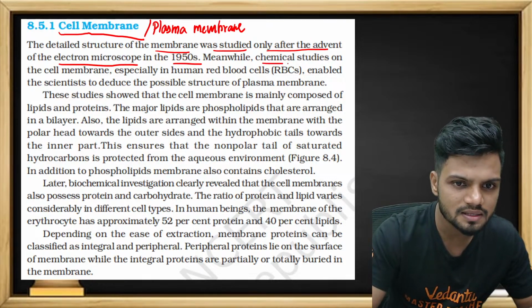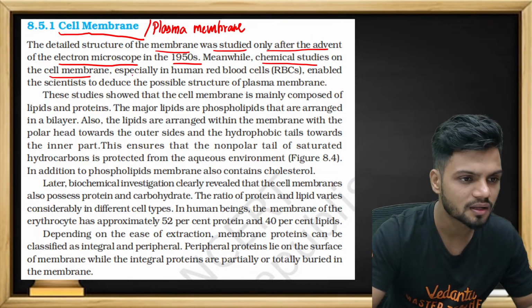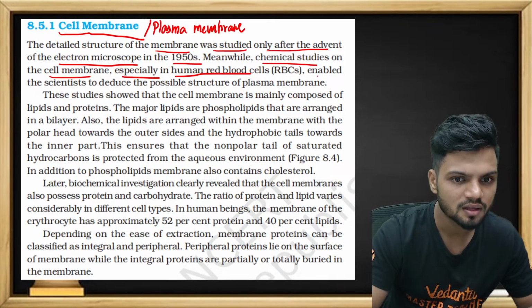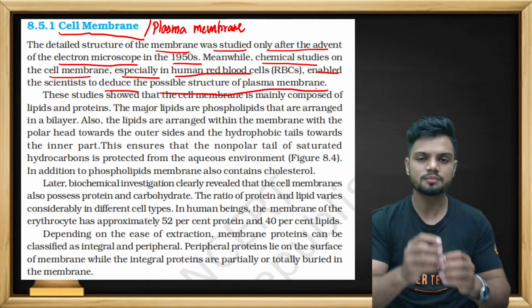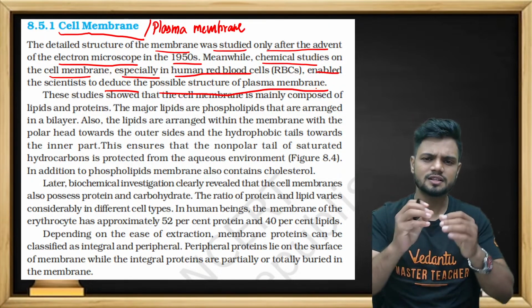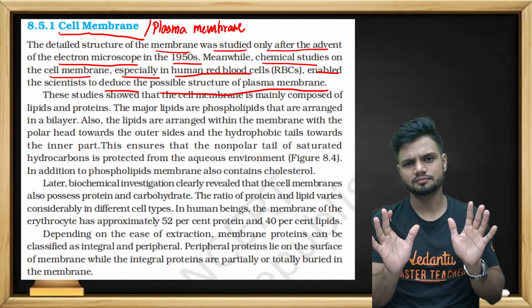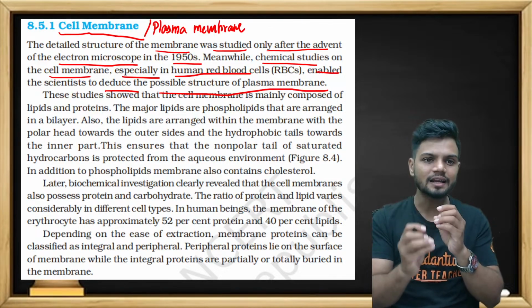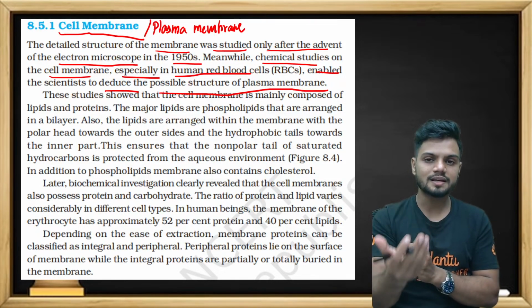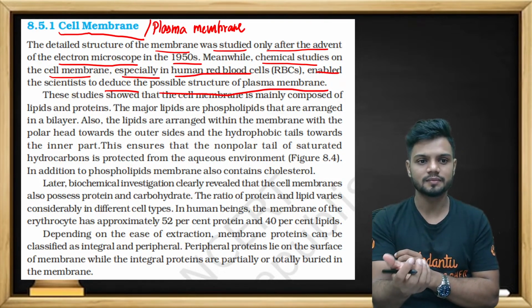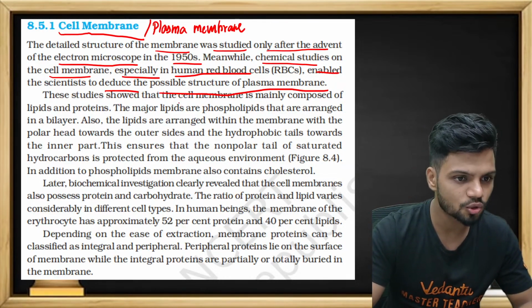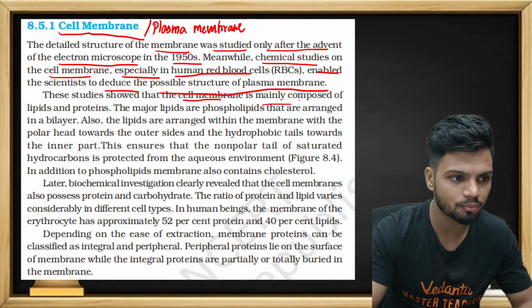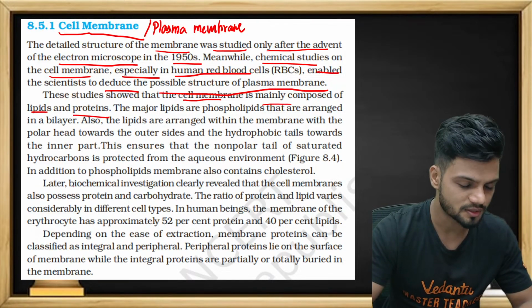Meanwhile, chemical studies on the cell membrane, especially in the RBC, enabled the scientists to deduce the possible structure of plasma membrane. So due to some chemical reactions, they were able to tell, yes, this is how the plasma membrane looks like. But they did not exactly know the structure of plasma membrane till then. These studies showed that the cell membrane is mainly composed of lipids and proteins.